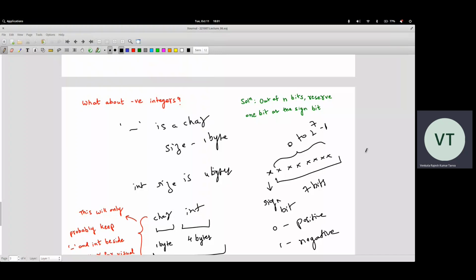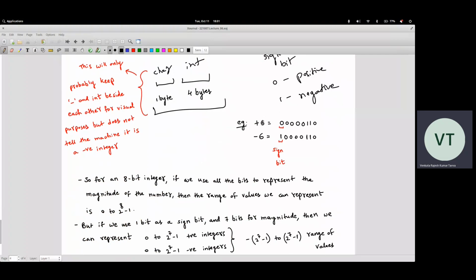So still the total number of different values which you can represent is 2 power 8. Only the range has shifted, but to the left by half. Earlier it was 0 to 255. Now it is minus 127 to plus 127. That's all. Okay? Fine.